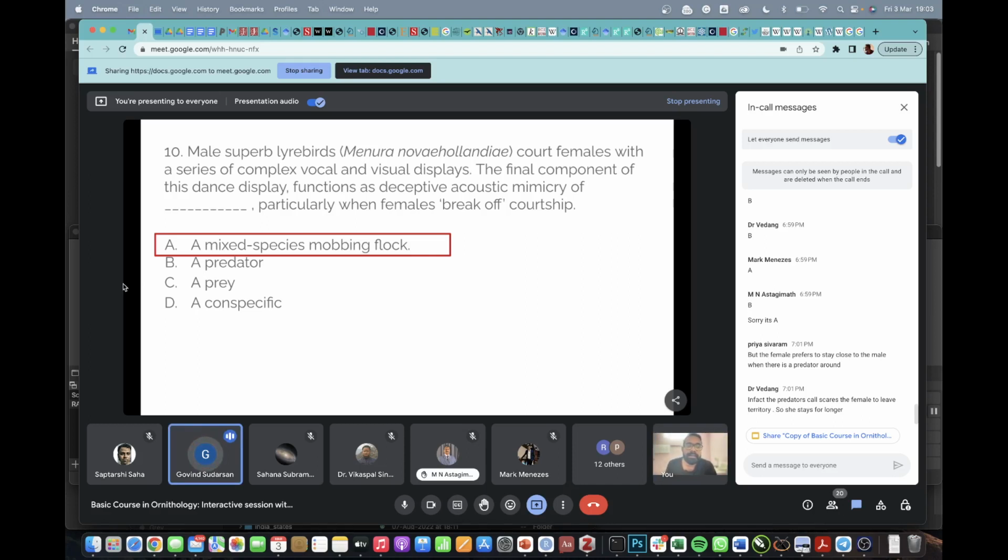So lyrebirds are unable or unwilling to make predatory noises, so they do it indirectly by making mixed species noises. I don't know if they're unable or unwilling. They don't make a predatory call, but rather a mobbing call, which is a sign of a predator around. People have done a study on it, and they realized that this only happens at the end of the courtship, so probably so that the female doesn't leave the territory, and that's all.